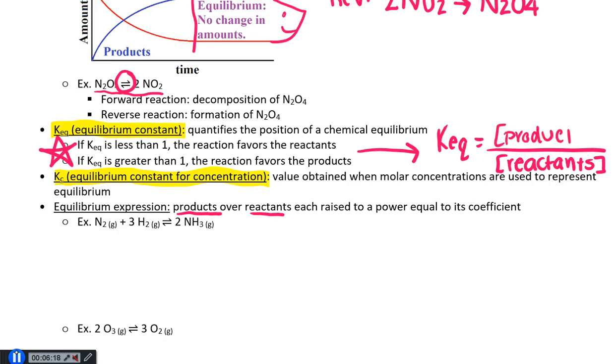And then same thing if KEQ is less than 1. Let's say the reaction favors the reactants. You have more reactants. If the denominator is bigger, a smaller number divided by a bigger number, KEQ would be less than 1. So if you just think logically about the equation, you shouldn't have to memorize this point over here.